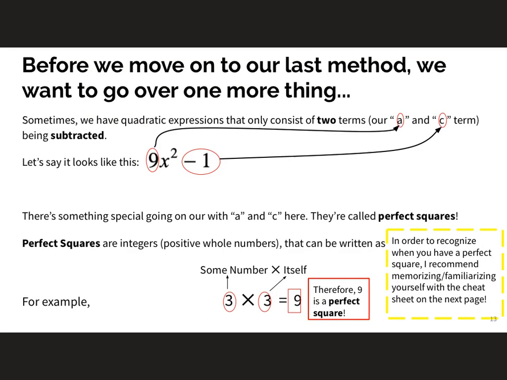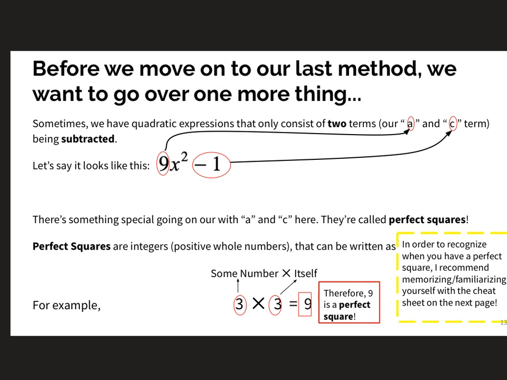So before we move on to our last method, we want to go over just one more thing, right? Sometimes we have quadratic expressions that only consist of 2 terms, meaning our A term and our C term, and they're being subtracted, like 9x squared minus 1. So we have our x squared term and our constant term, right? There's actually something really special going on with our A and C here, and they're called perfect squares.